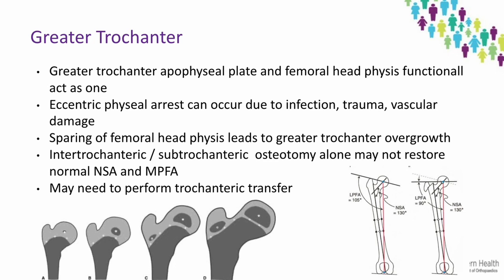Finally, I just wanted to talk about the greater trochanter. The greater trochanter apophyseal plate and the femoral head physis functionally act as one. You can get eccentric physeal arrest that can occur due to infection, trauma, or vascular damage, and this can result in sparing of the femoral head physis and greater trochanter overgrowth. This can then mean that an intratrochanteric or a subtrochanteric osteotomy alone may not actually restore the normal neck to shaft angle and MPFA. And in some cases, you may actually need to perform a trochanteric transfer in order to fix both of these.